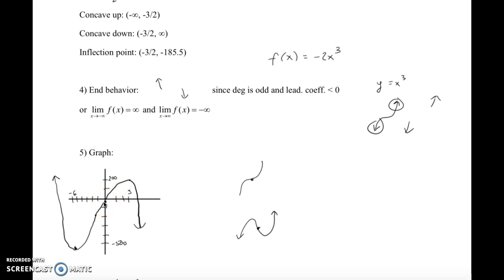Now notice this graph isn't perfect, and your hand graph does not have to be perfect. It should, in general, show the shape of the graph, and it should match pretty close. So here is our positive cubic graph. And then this would be our version if it was positive, but because it's negative, it's going to flip from the other direction.